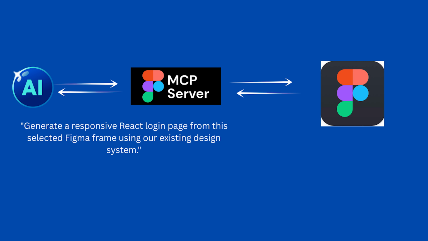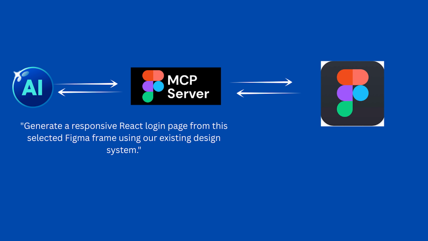With Figma MCP connected, you can simply ask your AI, generate a responsive React login page from this selected Figma frame using our existing design system. It reads the actual design structure and uses information like auto layout, constraints, components, variables, and design tokens to generate code that is much closer to the original design.